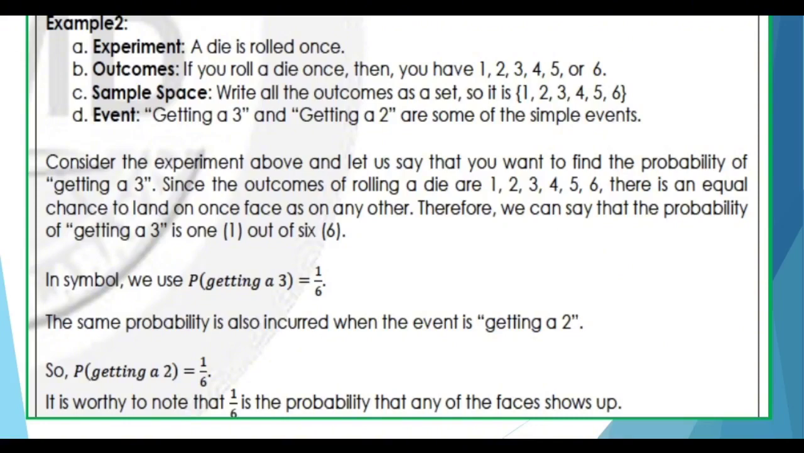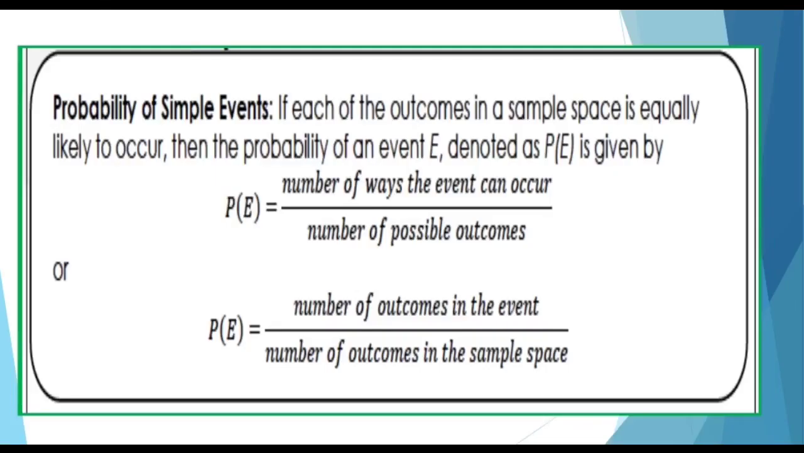So let's move forward. This is the formula for probability. It's the number of ways the event can occur over the number of possible outcomes. It can be denoted as P(E).